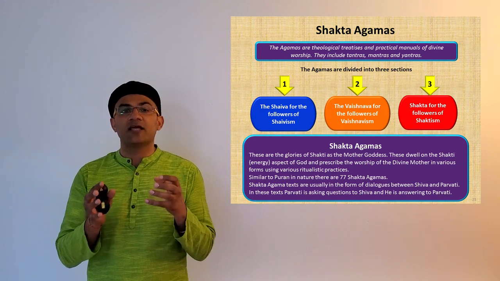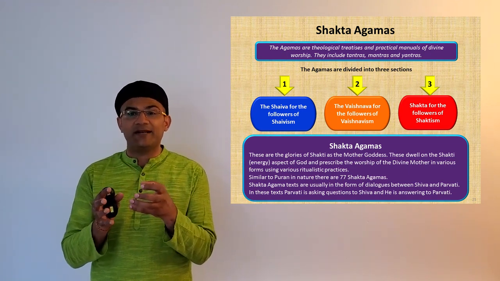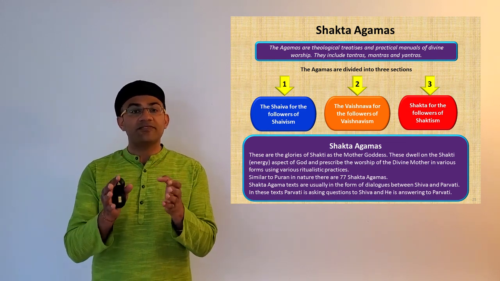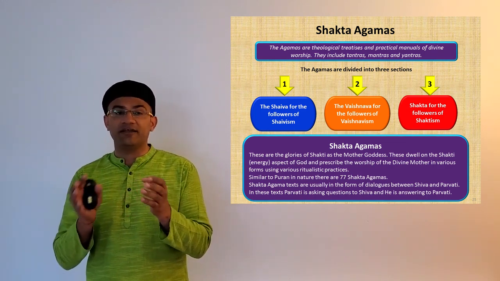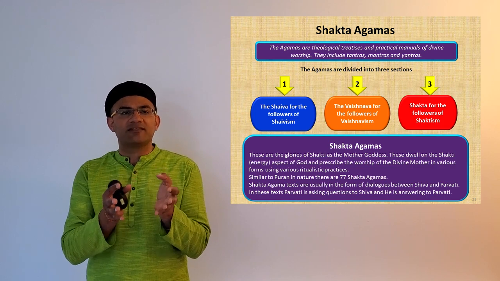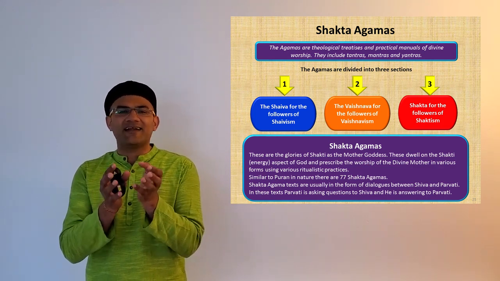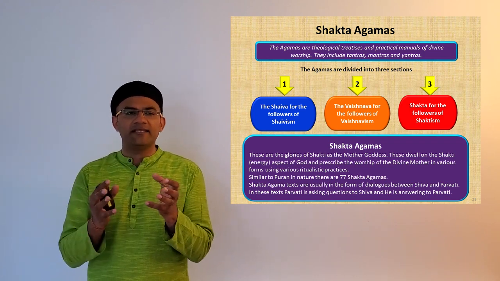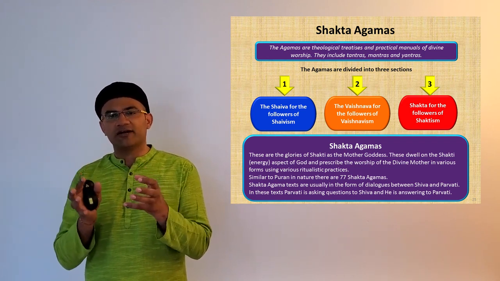One of the Shakta Agamas is also a famous type of text. What these are called is Agamas. The Agamas are theological treatises and practical manuals of divine worship. They include Tantra, Mantra and Yantra. So what is Yantra? Yantra refers to the devices that are used for balancing the mind. If you want to balance your mind, these are like the quick yantras.